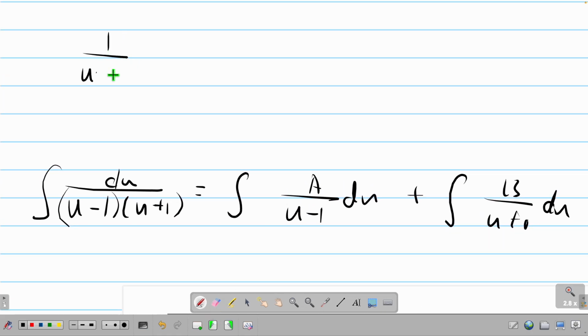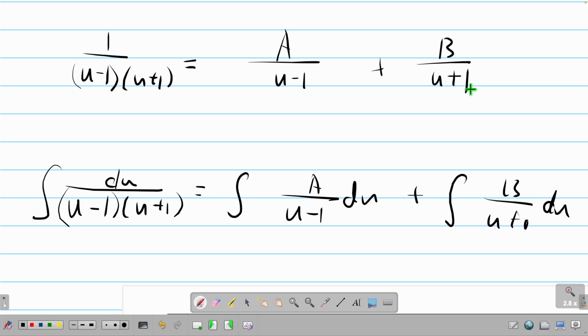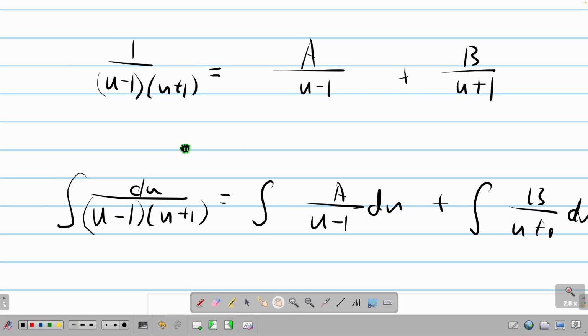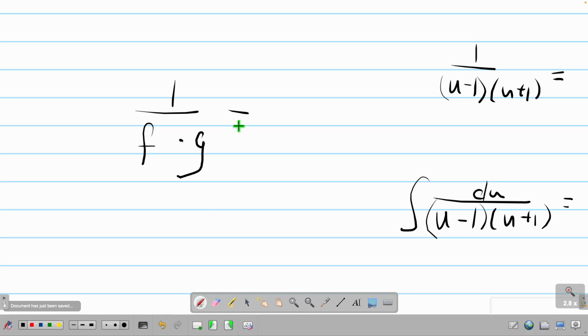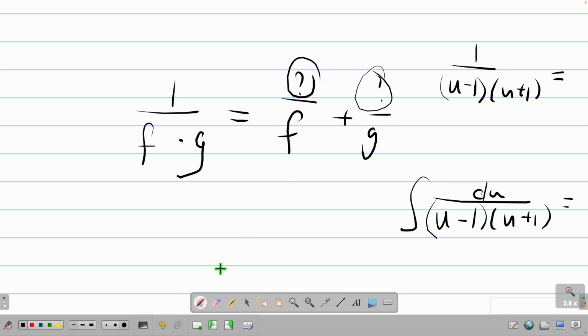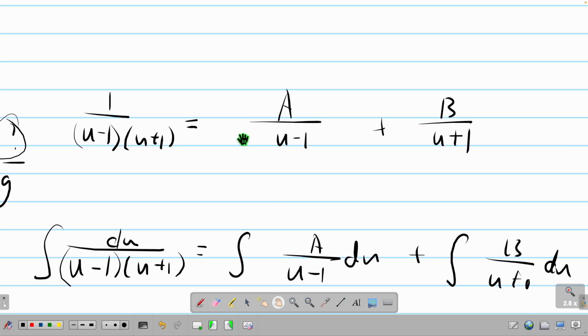So it is u minus 1, u plus 1, equal to something you don't know, you just write a here, u minus 1 plus something you don't know, you just write b here. So you split it. The general idea is you have f, g, you split it as f something, g something, and your goal is to find the something. So how do you find it? Very simple. This is true for all x inside the real numbers, excluding the values that make them infinity, so 1 and negative 1. So you put any number here, then it will give you a number here.